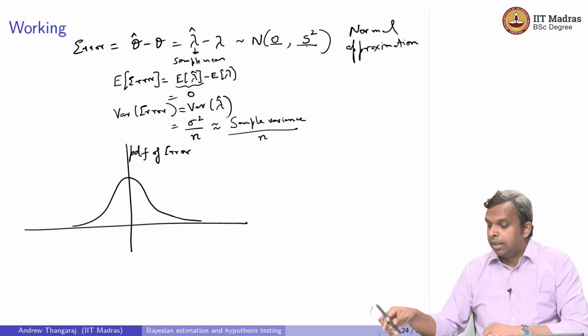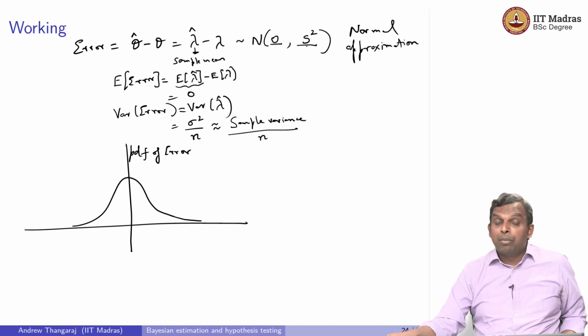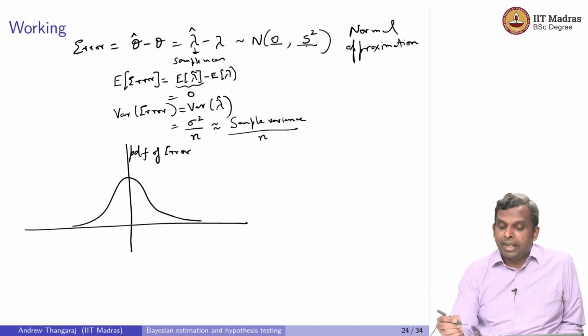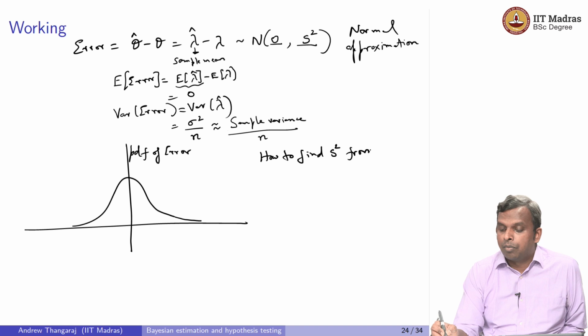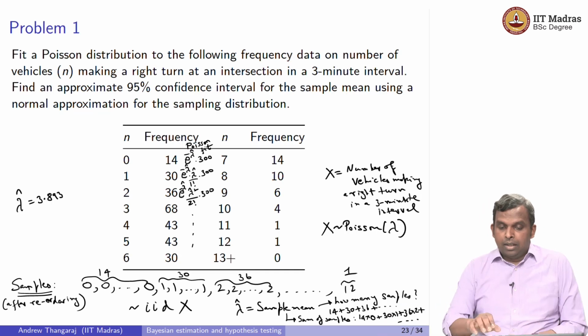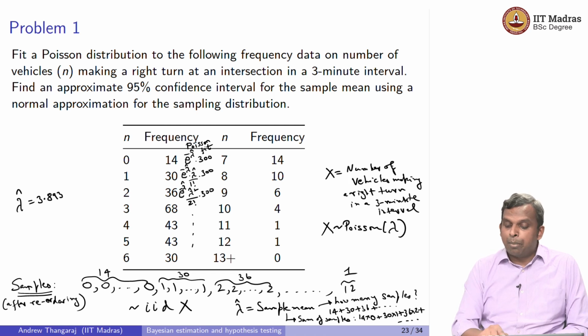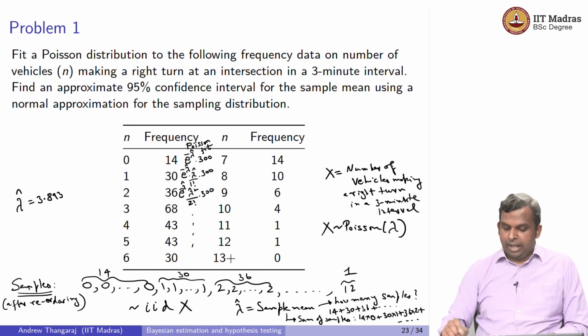So what is S squared? Let's see if we can calculate S squared. But remember, now I have to calculate S squared from the frequency table, okay? So how to find S squared from the frequency table? That's actually quite easy to do. You can go back and see that each value occurred 14 times, etc. So your samples themselves are like 0 occurring 14 times, 1 occurring 30 times, etc. So if you're numerically computing it, you have to take care of that.